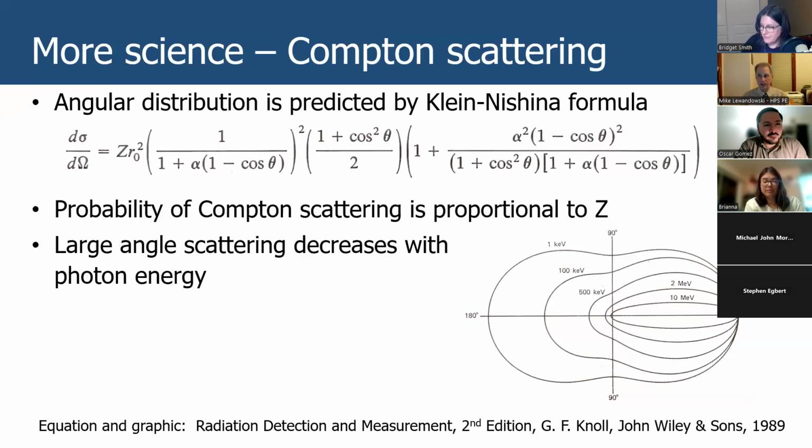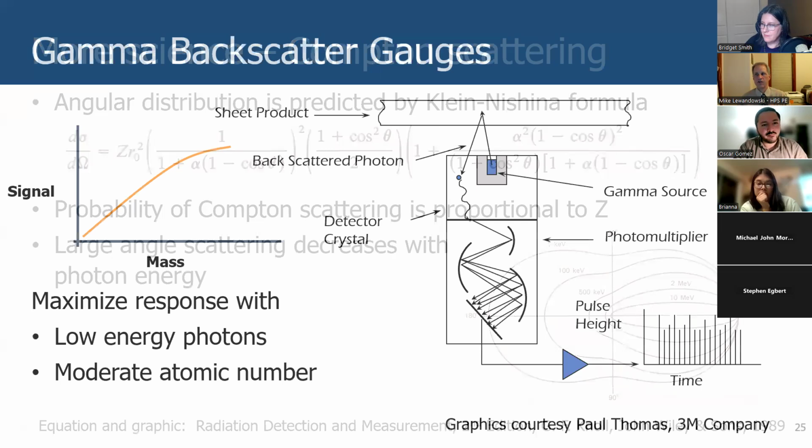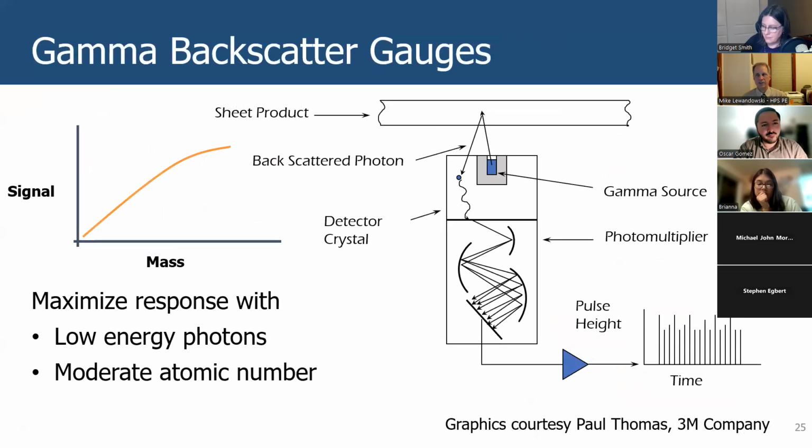So if we think about this, if we have photons which are being emitted toward a material, and that material has a high atomic number, and the photon energy is low, there's a greater probability that those photons will interact with the material and get scattered back toward the direction they came from. So we can use this application for one-sided measurement.